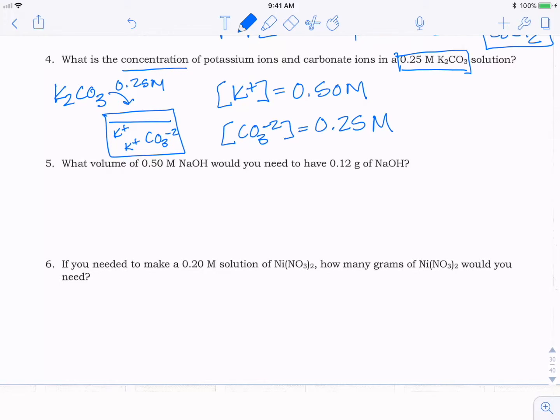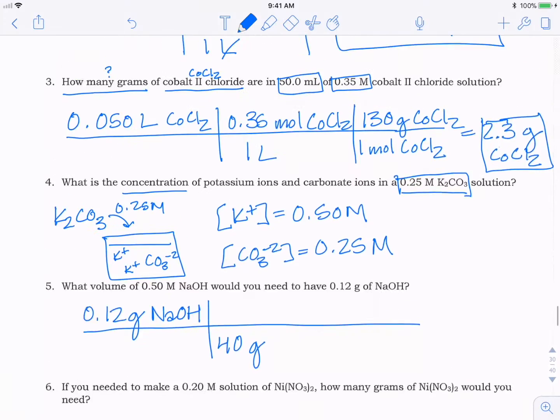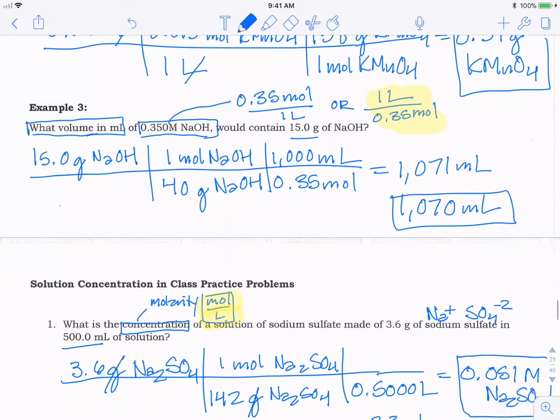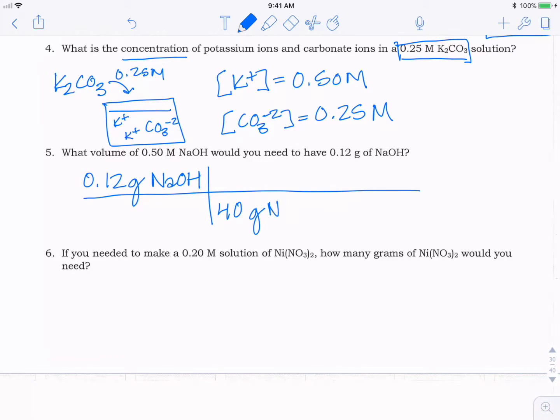Okay, what volume of 0.5 molar sodium hydroxide would you need to have if you have 0.12 grams of sodium hydroxide? I automatically start with grams because I know I'm not supposed to start with molarity. Is this in our notes? Nope, this is different. Okay.